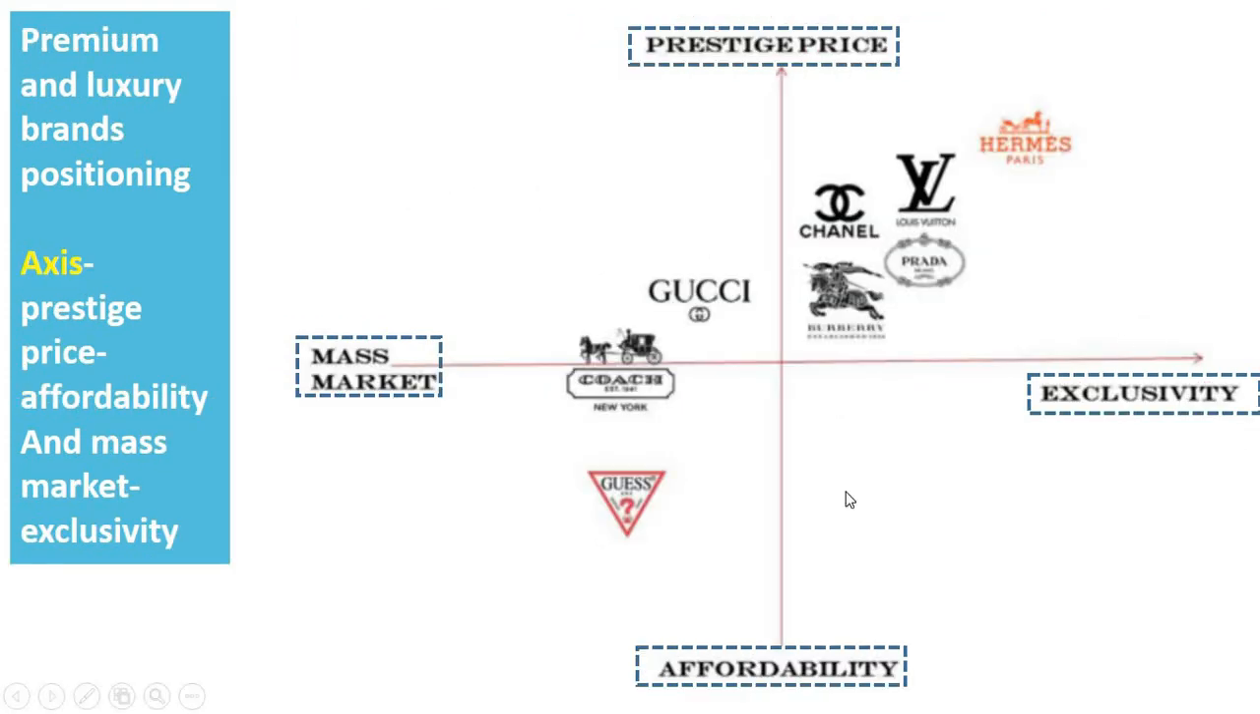Similarly, with prestigious group, affordability to prestige price, mass market to exclusivity, you'll see Hermes has the most prestigious price and it's very exclusive. Then you have Louis Vuitton, slightly less exclusive than Hermes, then you have Chanel, then you have Gucci, which is slightly more affordable compared to Hermes, and it is coming more towards mass market. Then you have premium brands like Coach, then you have Guess, which is quite affordable and it is also mass market. So this is how we can understand a brand positioning map.